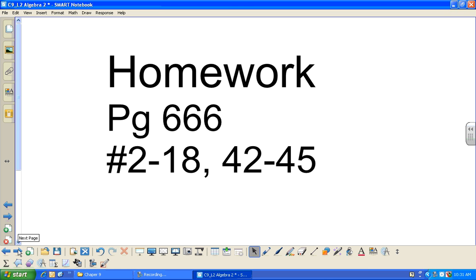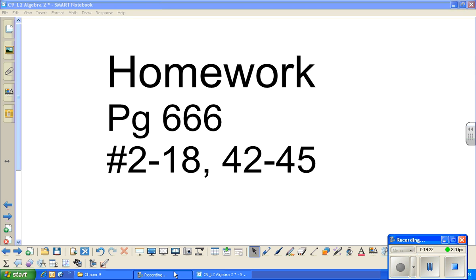Homework for Chapter 9, Lesson 2. It's page 666. Yes, I know what that number is from. 2 through 18, 42 through 45.